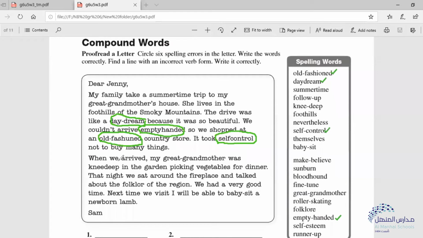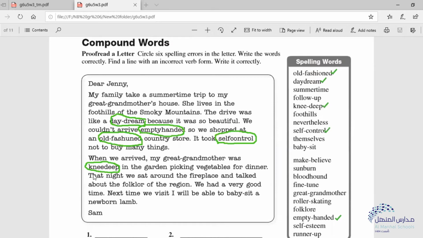Okay. Then, so when we arrived, my great-grandmother was knee-deep in the garden picking vegetables for dinner. Knee-deep. What is the spelling here? This is knee-deep with a hyphen. Here, no hyphen. So this is wrong. You circle it. Good. And write it here, knee-deep. Put it there. Good. So let's continue our reading.